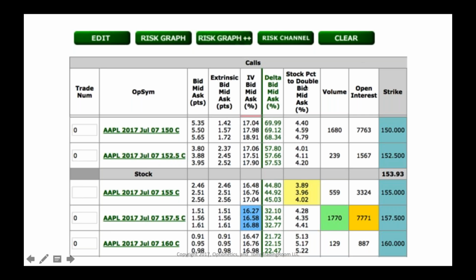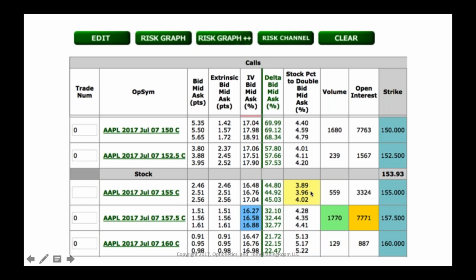Then we got percent to double here, which I start looking at. And I go, okay, so are you telling me, Apple, that all you need to do is move less than 4% for this option to theoretically double in value? And the answer is yes. The other columns are self-explanatory. You've got volume, open interest, and strike.